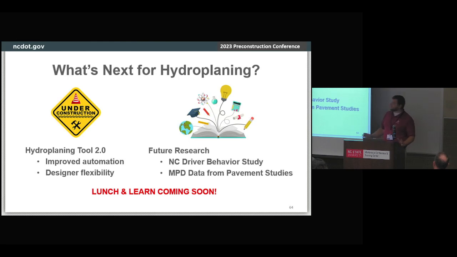Also, there's a study now with NC State. I can't remember the name of the study going on, but it is in partnership with Traffic Safety and Materials and Tests. They're out there getting MPD data for all different types of pavement, and we're going to get more accurate MPD data for all of our different surface treatments. Right now we have input into our tool, but there's some shocking things that we're learning from this research.